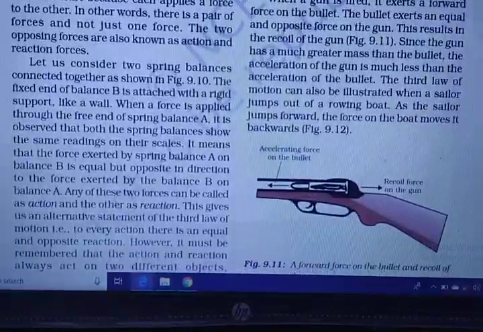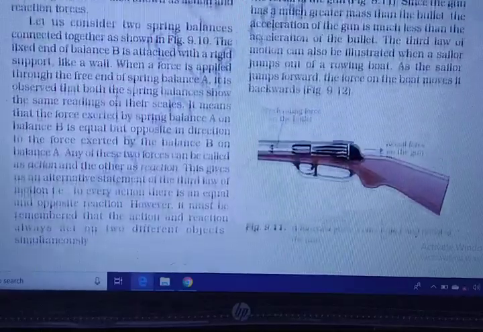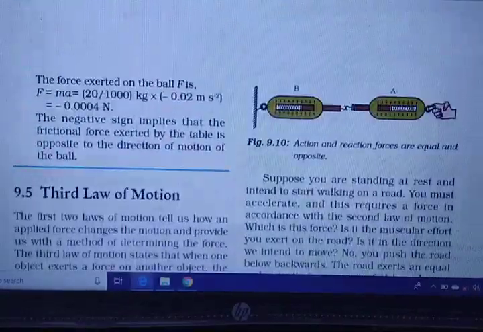Let us consider two spring balances connected together as shown here in the figure. In 9.10, you can see the two figures here.